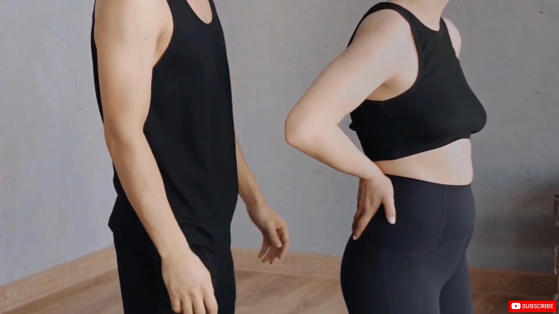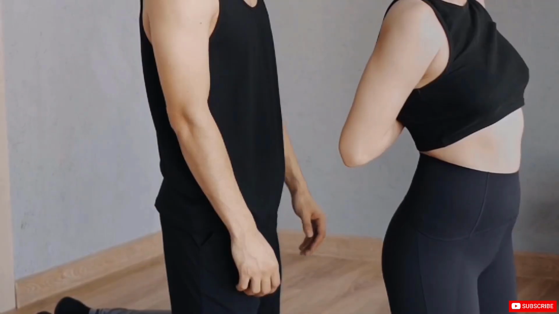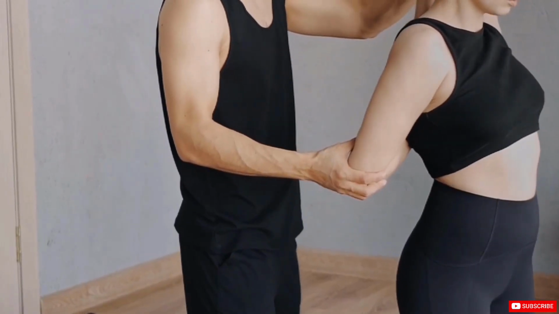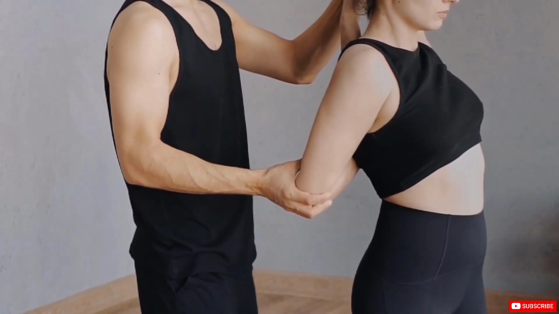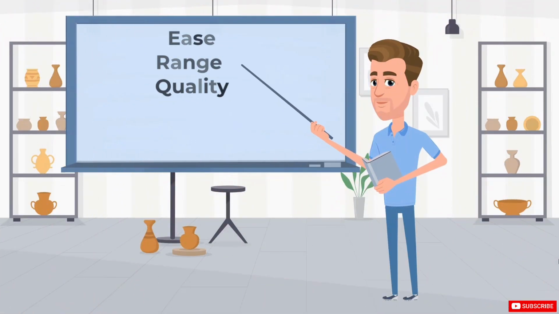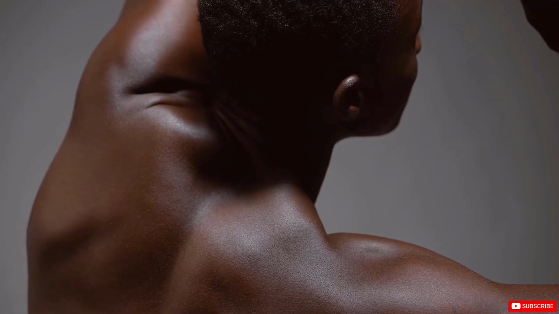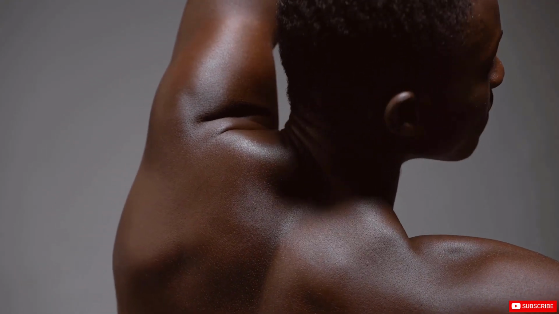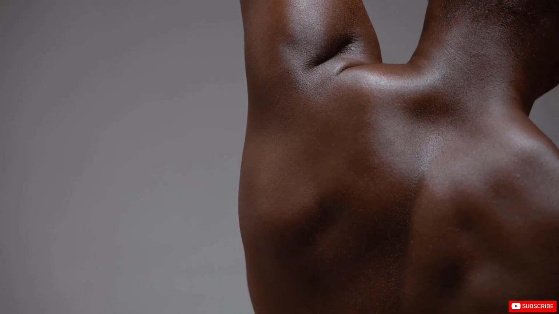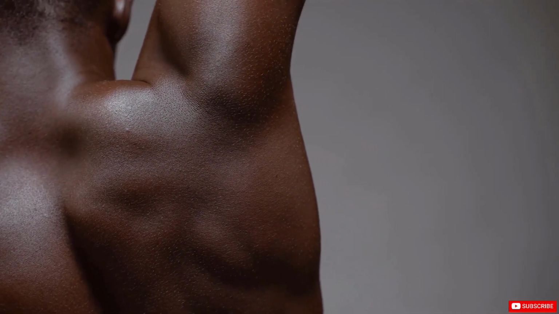So if we observe that they start to lift their arm and get to about 90 degrees and then their shoulder takes over, it's those little things that we look for that are going to help us put together a plan for our treatment. The things we're looking for are ease, range, and quality of motion. So we're looking to see, how easy is it for them to move their arm? How far can they move their arm? And what's the quality of the motion? Is it choppy? Do they get to a certain point and start to struggle?